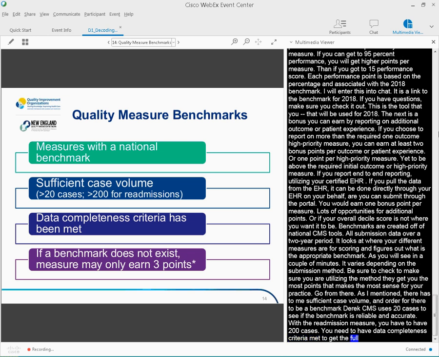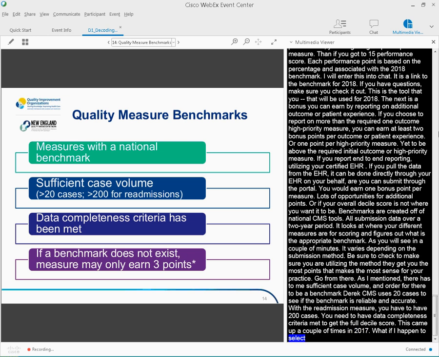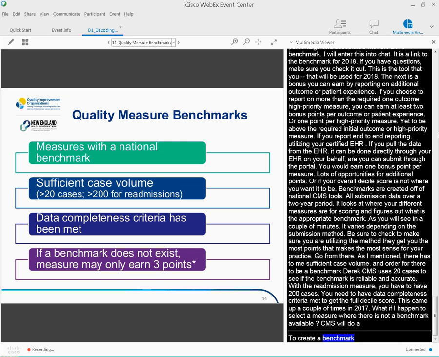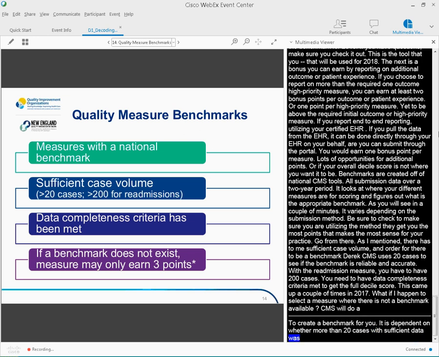And then this came up a couple times in 2017. What if I happen to select a measure that there isn't a benchmark currently available for? CMS will do its best to create a benchmark for you, but again, it's dependent on whether more than 20 cases and sufficient data was submitted for them to create a reliable benchmark. If a benchmark cannot be created based on the amount of data that was submitted to that measure, you would be capped at 3 points.